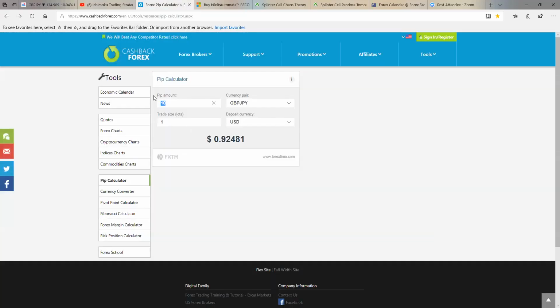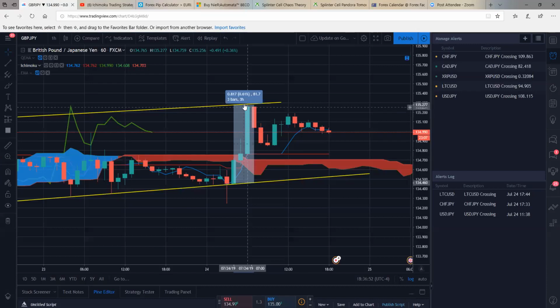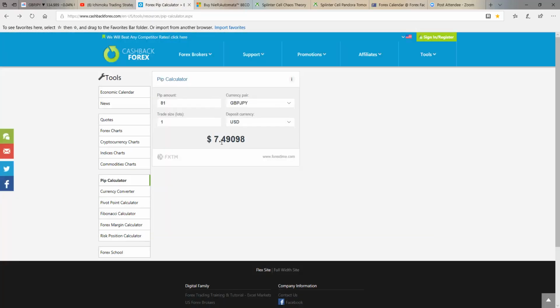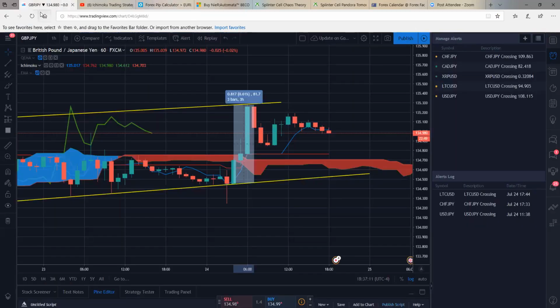Wow. Type in 81 times $10. I would have got 750 bucks by just letting that ride for 3 hours or less. $749. That is the equivalent of a very decent paycheck on a weekly basis. Know that? In a few hours.